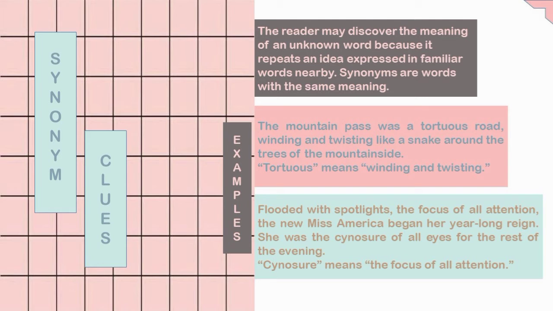Examples: the mountain pass was a tortuous road, winding and twisting like a snake round the trees of the mountainside. Tortuous means winding and twisting. Flooded with spotlights, the focus of all attention, the new Miss America began her year-long reign. She was the cynosure of all eyes for the rest of the evening. Cynosure means the focus of all attention.